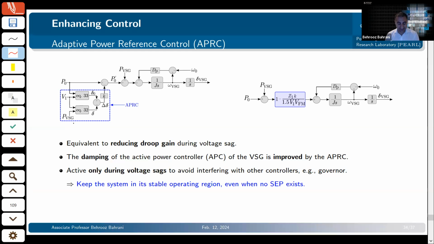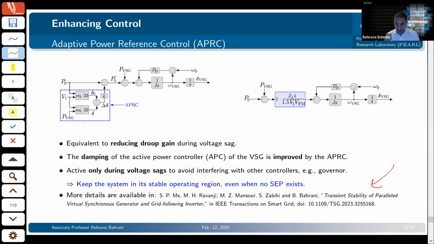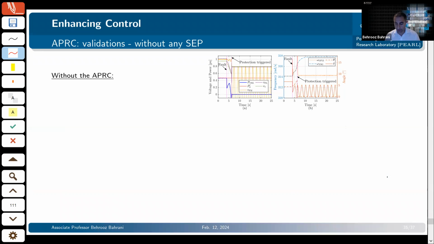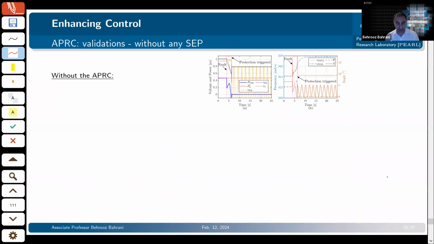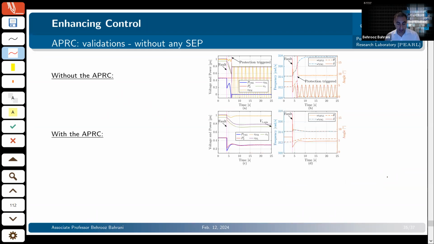So it maintains the system stability even when there is no SEP. Again, details are in this paper. A very quick result I can show: this is the system without any APRC, adaptive power reference control mode. Without that, the system becomes unstable after the fault. When we activate this APRC, the system can maintain its stability even though there was no SEP in the previous case.